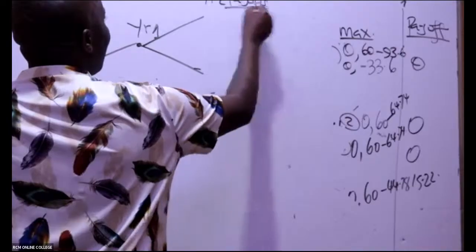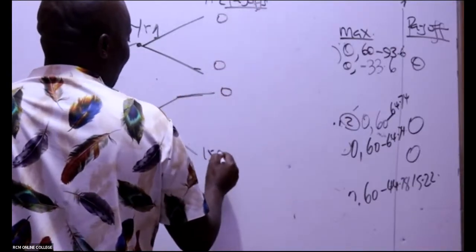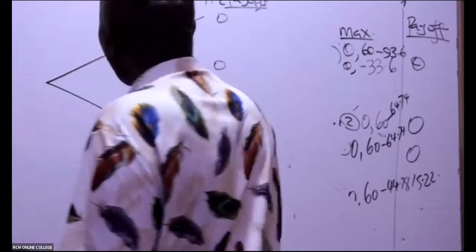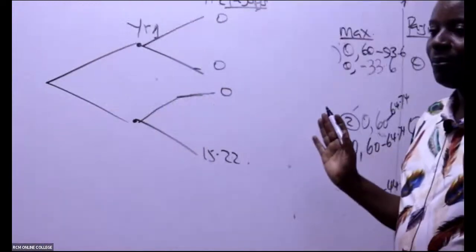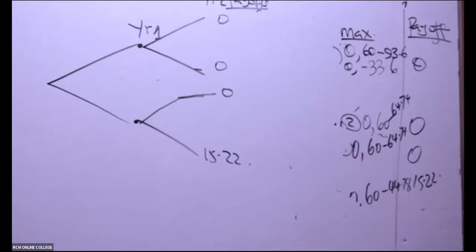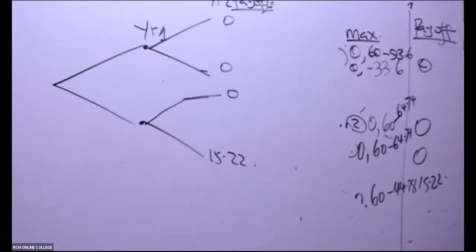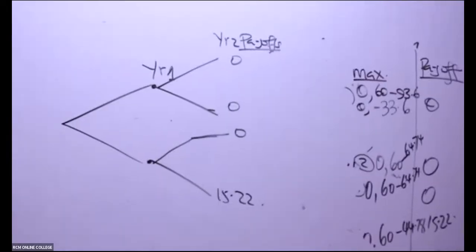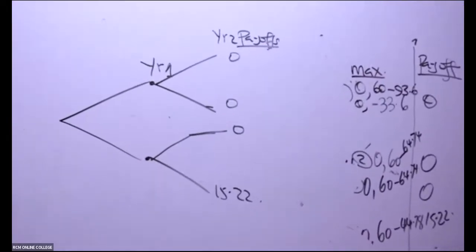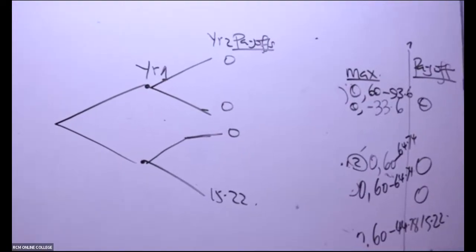Payoffs only. So payoffs 0, 0, 0, and then we have 15.22. Only payoffs. I need still to expand this a little bit. Yeah, that's much better. Payoffs only. Don't bring any other thing there.